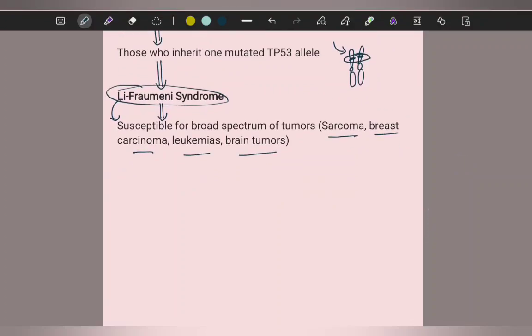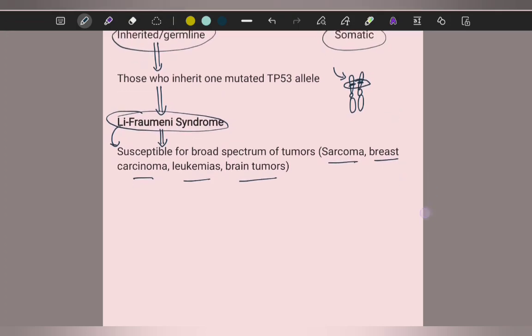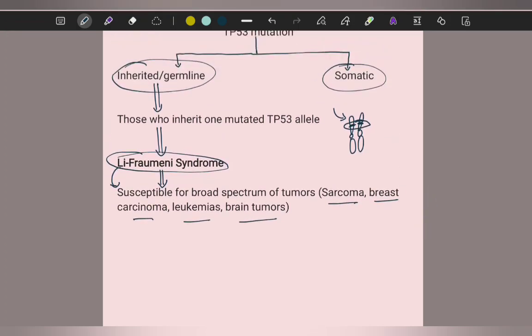Thank you for listening. This concludes our today's video on TP53. Now we know how important TP53 is and why it is named guardian of the genome.